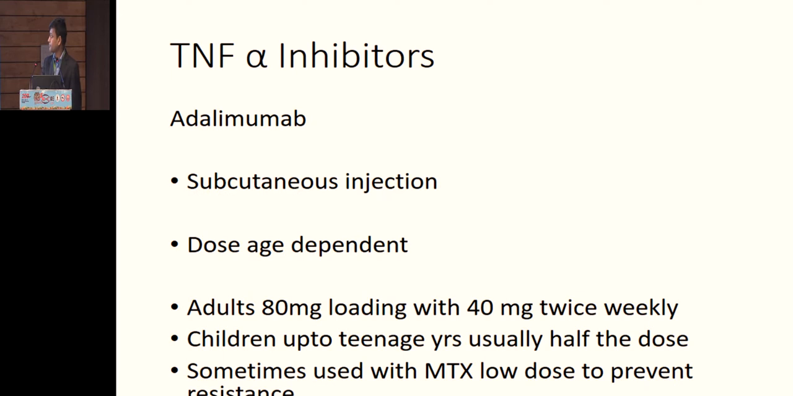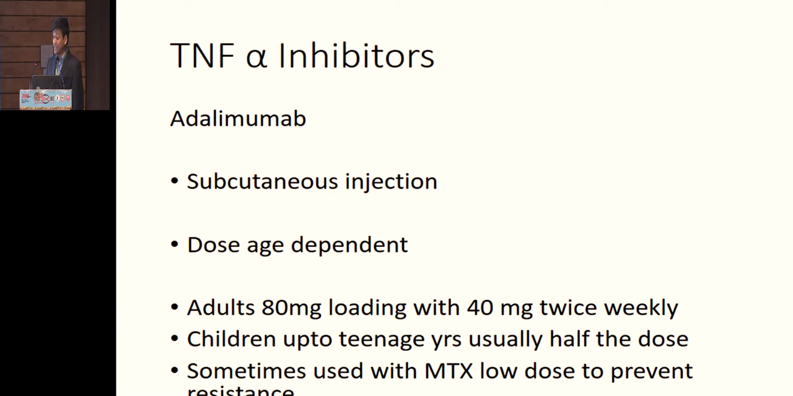I want to talk about biologics, mainly adalimumab in this case, because it's given as a subcutaneous injection, so it's comparatively easier to give than the other biologics, most of which have to be given as infusions. Its dose is age dependent. In adults, we commonly give an 80 milligram loading dose, followed by 40 milligrams every 2 weeks. Depending on the response, it can be given every week, and the dose is titrated with the response. If you gain adequate control, the intervals are gradually increased.